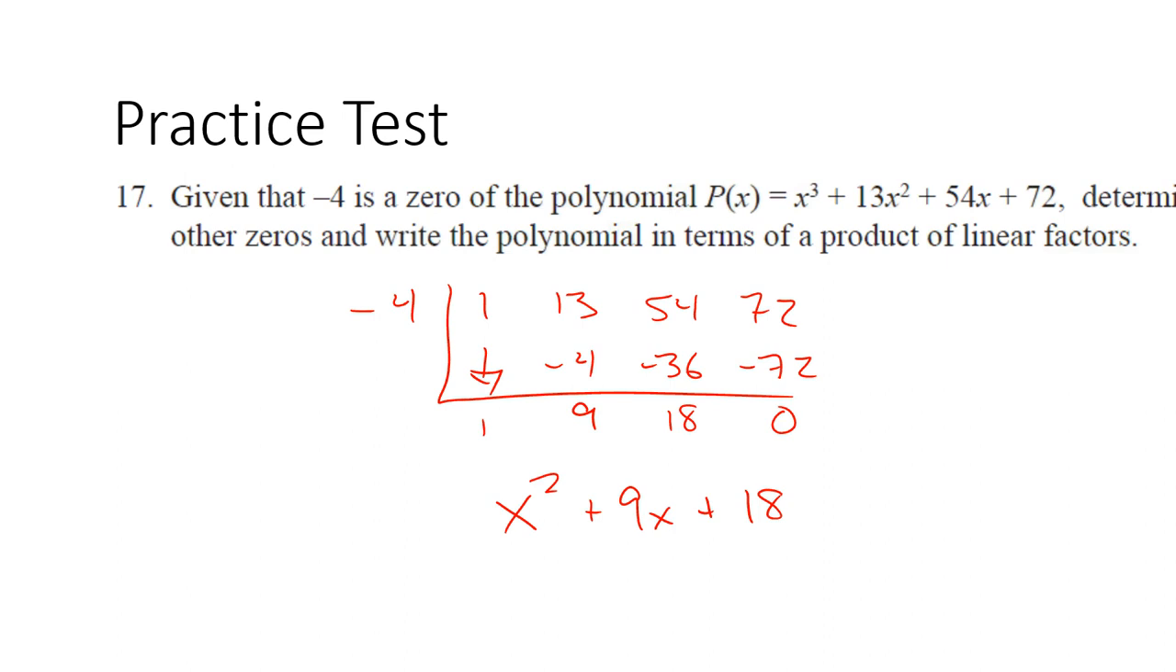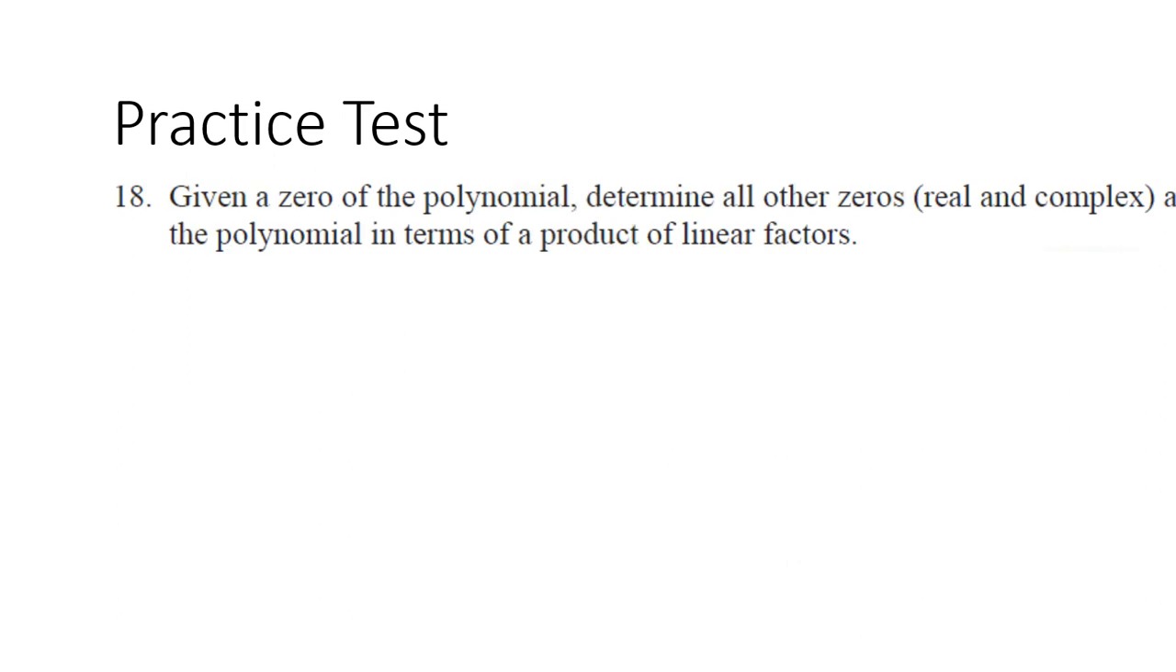Okay, the question here is, can we multiply to 18 and add to 9? We can. 6 and 3 is x plus 6 and x plus 3. So your remaining zeros are negative 6 and negative 3. All right, given a 0, the polynomial will determine all the other ones, and it looks like I've gotten rid of that. So pause for a second. Come back.